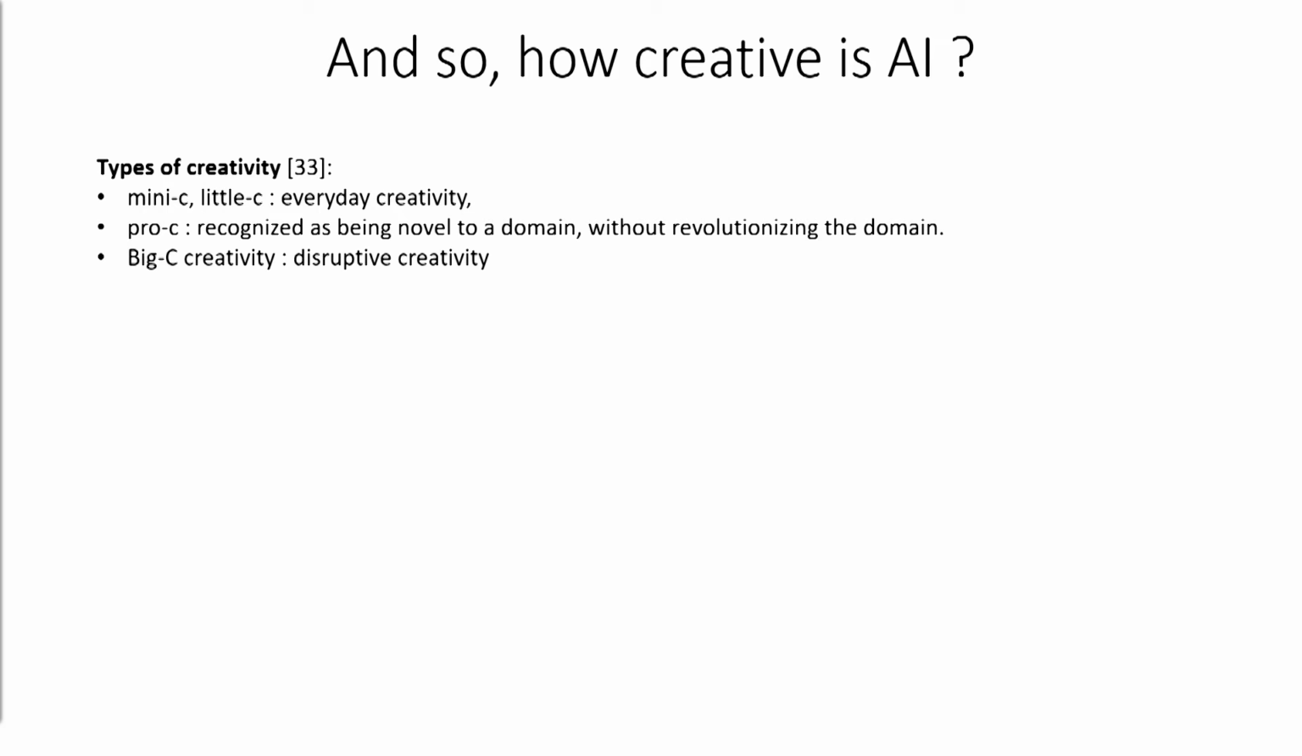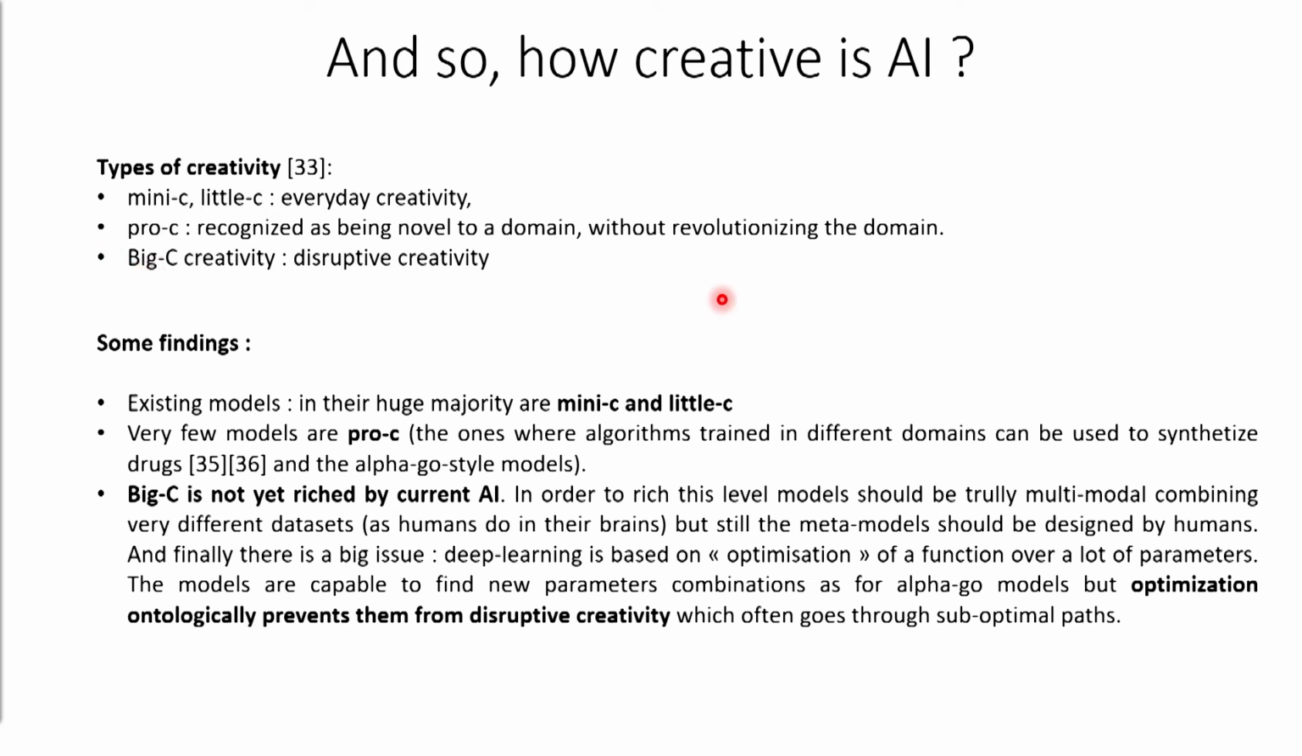And another approach to creativity, so there is a kind of classification. Mini c, little c is like classical everyday life creativity. Pro C, something more creative, but with no revolution in there. And big C is like the disruptive thing. And at least in my opinion, most of the examples I showed are mini C and little c. Some can be pro C, especially the AlphaZero related ones.